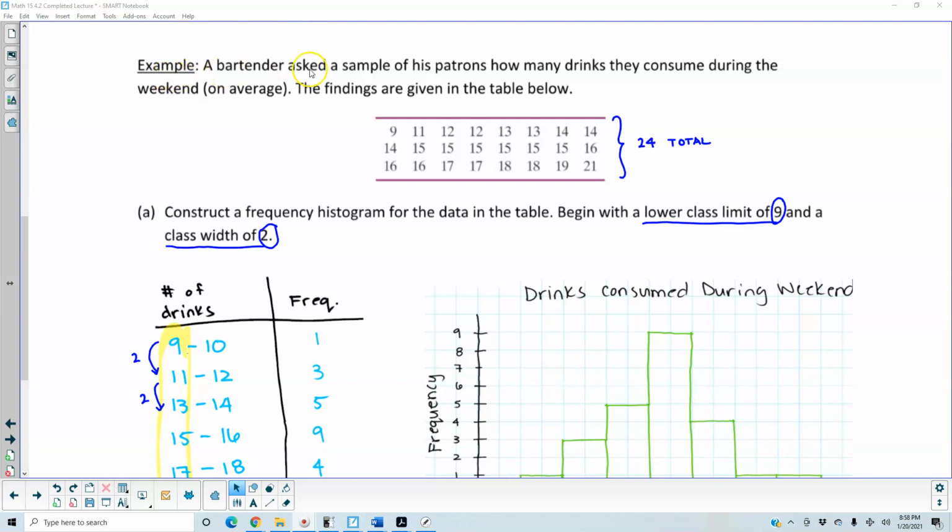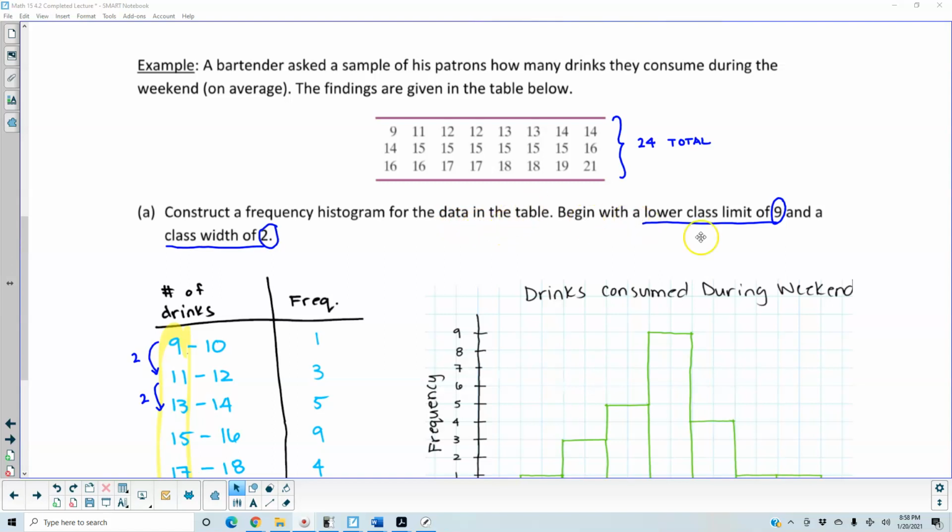Example: a bartender asked a sample of his patrons how many drinks they consumed during the weekend on average. The findings are given in the table below. So when we count up all these numbers, we should get 24 total. Part A: we want to construct a frequency histogram for the data in the table.